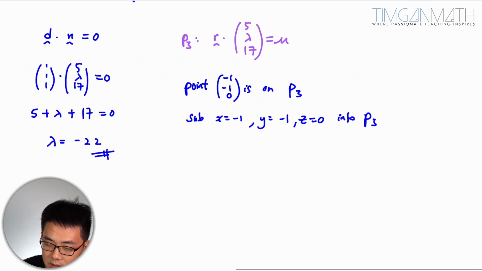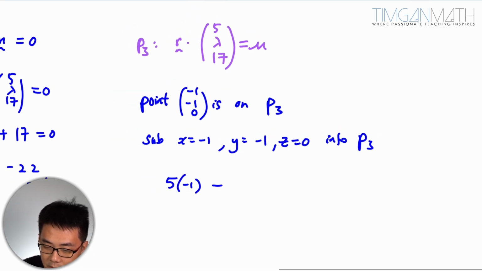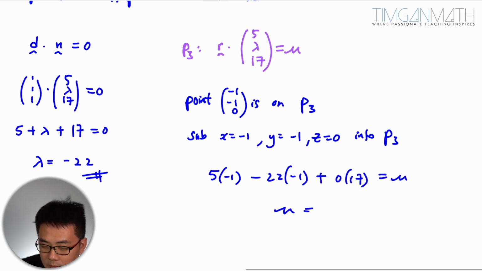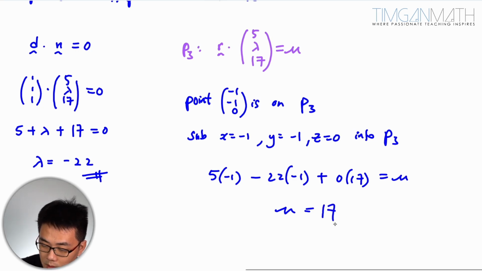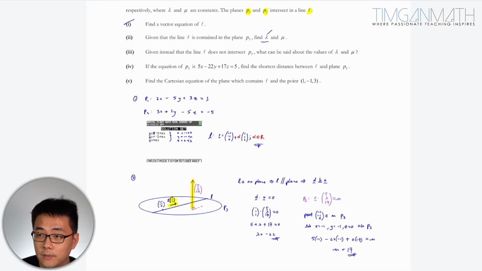P3. So in this case, 5 times -1 plus lambda, which is actually -22 times -1, plus 0 times 17 equals mu. So mu will just become 22 minus 5, which would be 17. Okay, so that's how you do this part here proficiently.